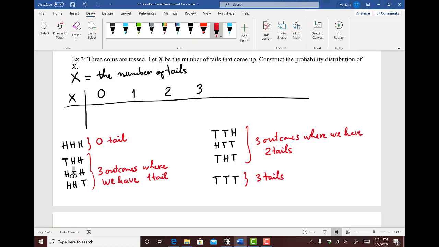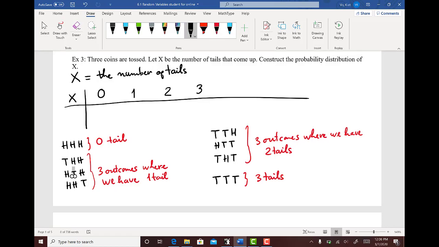So now, in order to complete our probability distribution, we have to figure out the probability for each of these random variables. So, for example, how do I find the probability for getting 0 tail? How do I find the probability for getting 1 tail, etc.? Okay, so that's what we're going to do next.